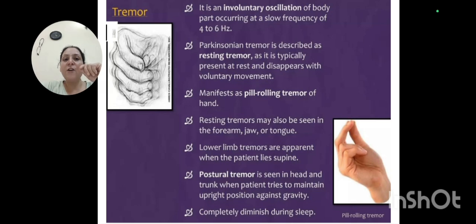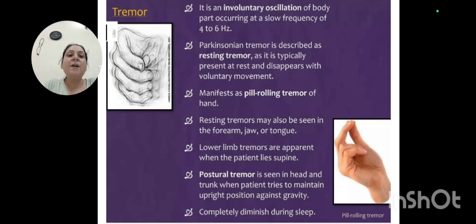This is called a pill rolling tremor. This tremor can also happen as supination and pronation tremor at the level of the forearm, or clenching of the jaw, or in the tongue. So these are the movements. Resting tremors can happen in the forearm, jaw, tongue, or in the fingers as pill rolling tremors. It can happen even in the lower limb when the patient is supine. Herein you will find the person may have tremors in the lower limb also, that is in the foot.